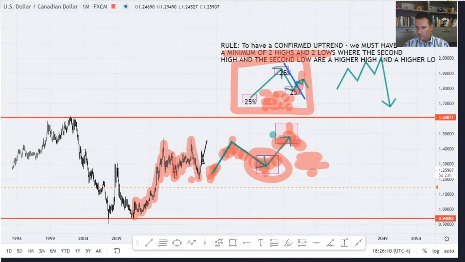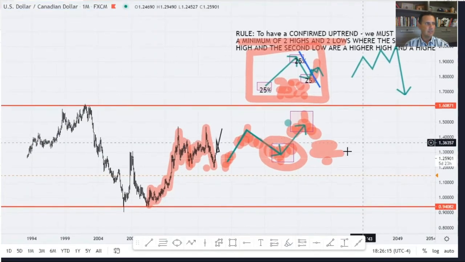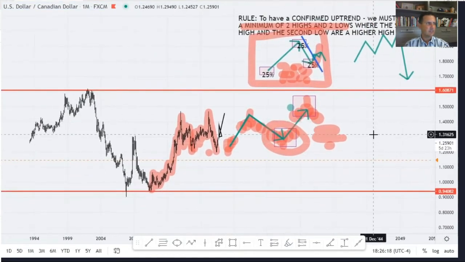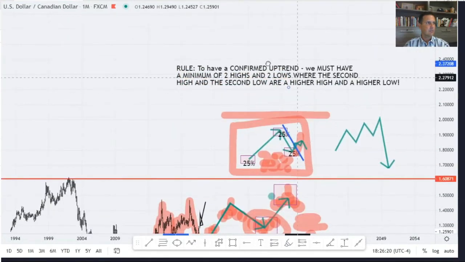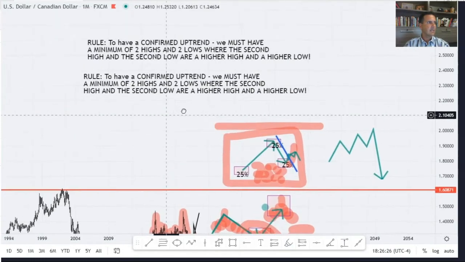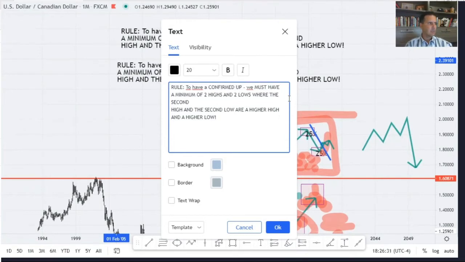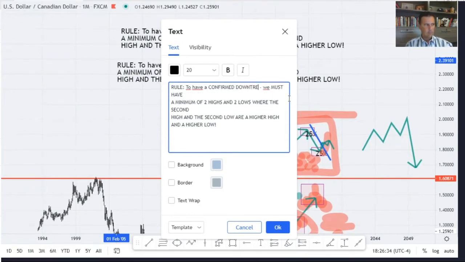Stop loss and take profit points should be determined before entry. Yes, everybody, but this is lesson number 2. Be patient with the beginner traders. Okay, so this is an uptrend. For the downtrend, to have a confirmed downtrend, we must have a minimum of 2 highs and 2 lows, where the second high and the second low are a lower high and a lower low.